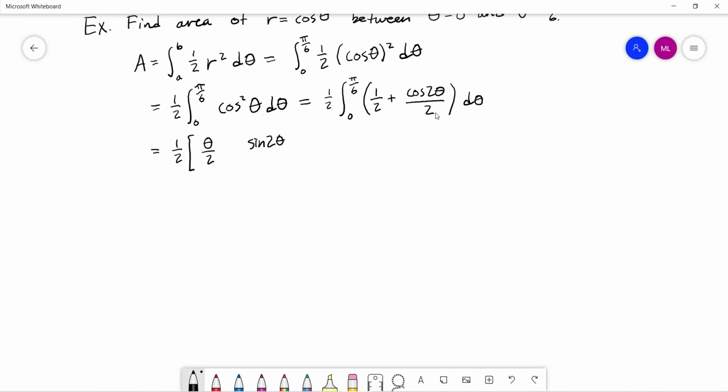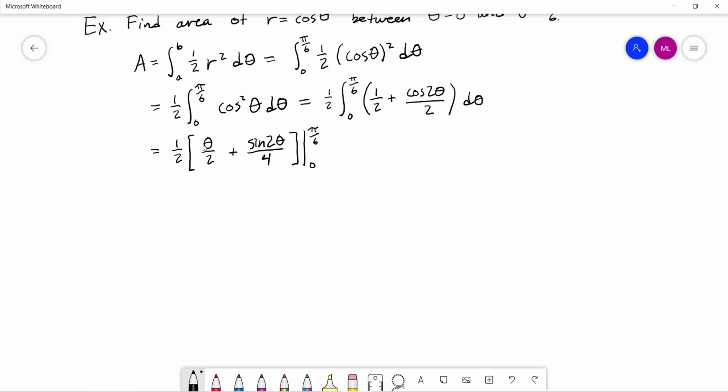I have the factor of 1/2 in there, but I also need an additional factor of half, because when I take the derivative of this, the sine of 2 theta, I will get cosine of 2 theta, but by chain rule, I will also get a factor of 2 that I don't want. So this is actually sine of 2 theta over 4. One of the halves is to cancel the 2 I'll get from the chain rule. The other half is to account for the fact that I started off with a half. So there's the result, and I'm just evaluating between 0 and pi over 6.